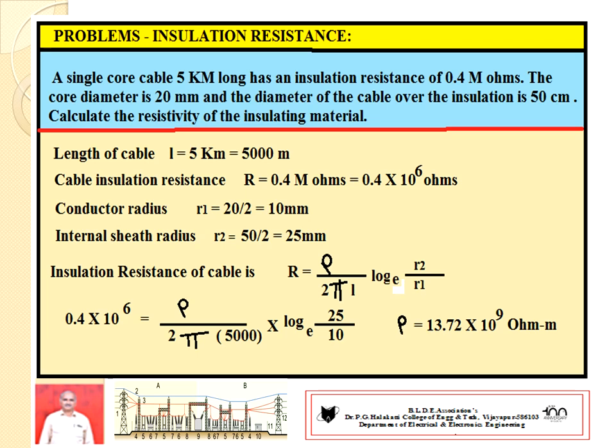On one side, you write down the given data. Length of the cable L equal to 5 km. It may be written as 5000 meter. And insulation resistance R is given 0.4 mega ohms, that should be converted into ohms, 0.4 into 10 to the power of 6 ohms. And conductor radius: the diameter of conductor is given, that is diameter by 2, 20 by 2, 10 mm.